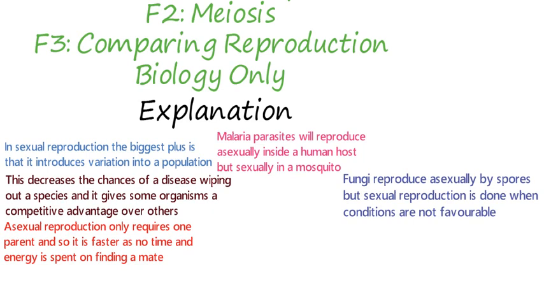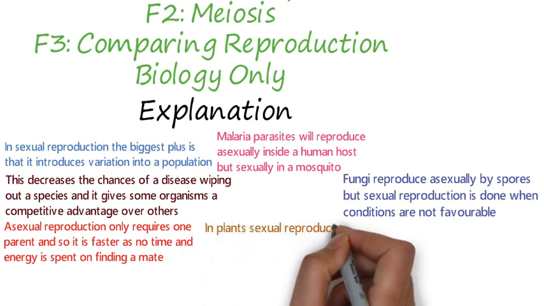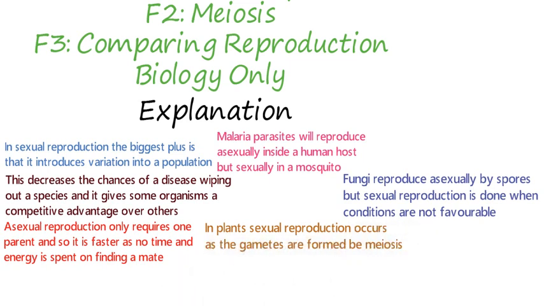They reproduce asexually by spores. The fungal spores are produced by mitosis. However, sexual reproduction is done when conditions are not favourable. Two hyphae from two different fungi can join together and then undergo meiosis to produce haploid spores. These spores will then be genetically different and could be more likely to survive.